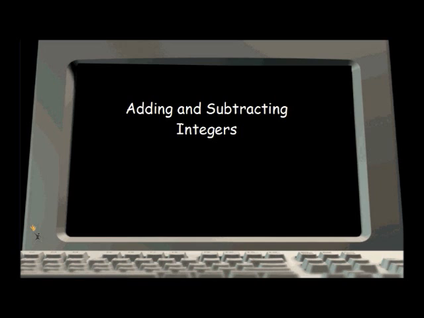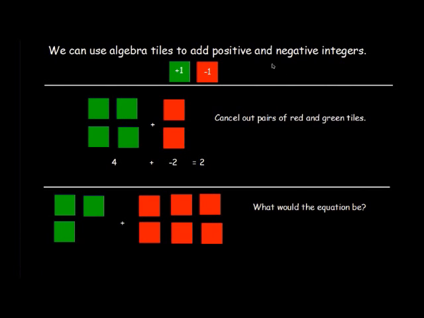Alright, today we're going to talk about adding and subtracting integers. So, first, let's take a look at this. It says we can use algebra tiles to add positive and negative integers. So right now, this problem says 4 plus negative 2 equals 2.